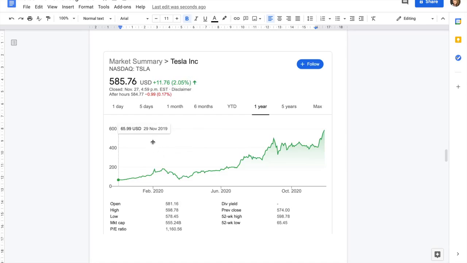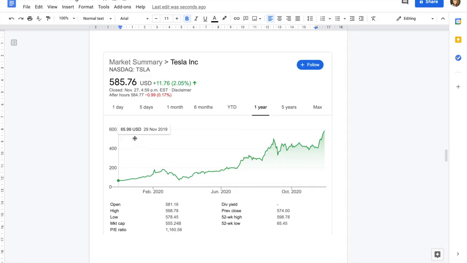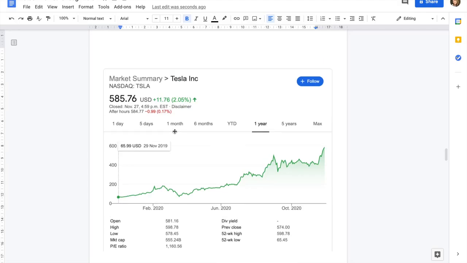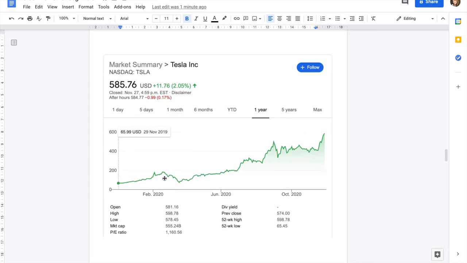So Tesla back in November 2019, it was $65.99 per share. So let's just say I bought one share of Tesla back then for $65.99. But right now, Tesla is worth $585.76. So that means my $65.99 investment is now worth $585.76. And so this basically means I made a profit of $520. So if I wanted to right now, I could sell my Tesla share and my profit would be $520.